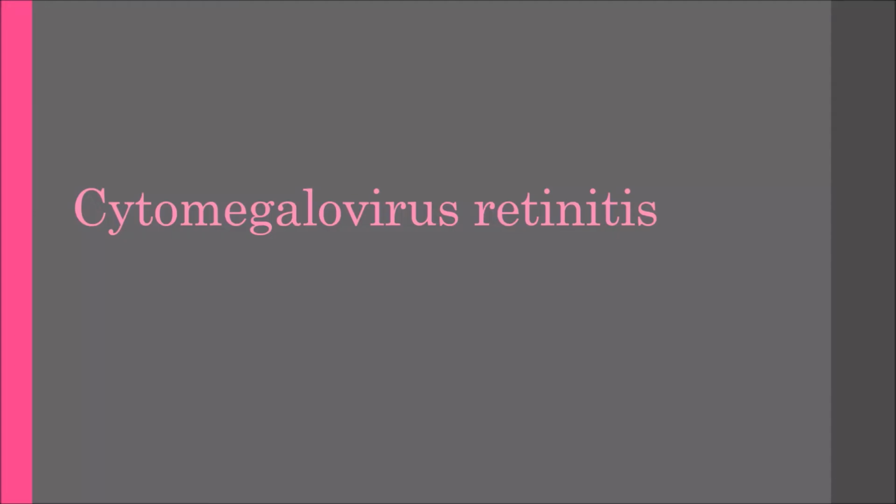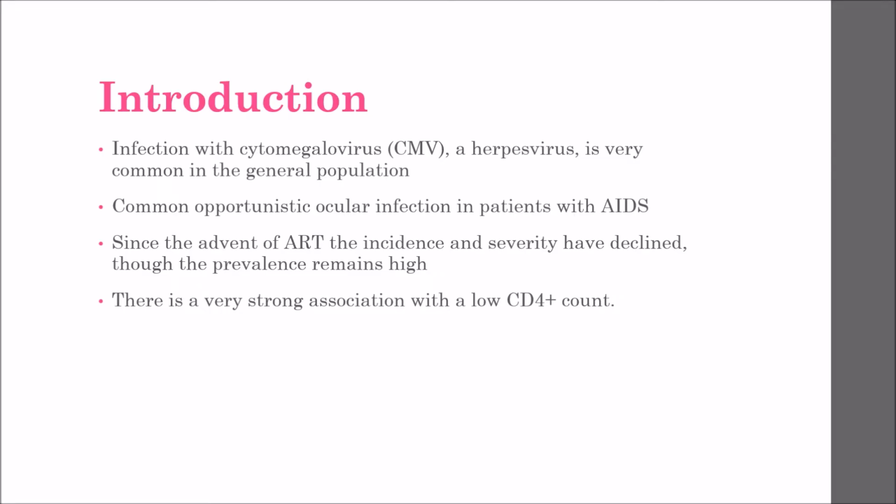The viral infection we are going to discuss now is Cytomegalovirus retinitis. As usual, we are going to start with the introduction. Infection with cytomegalovirus, a herpes virus, is very common in the general population, causing no or minimal constitutional symptoms in most healthy individuals. CMV retinitis is seen in patients immunocompromised from very different causes. It is a common opportunistic ocular infection in patients with AIDS, in whom it may represent reactivation of latent infection. Without treatment, severe visual loss is essentially inevitable.